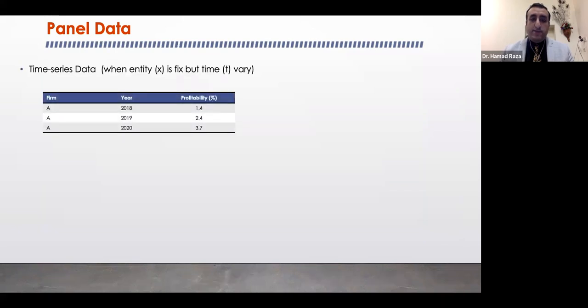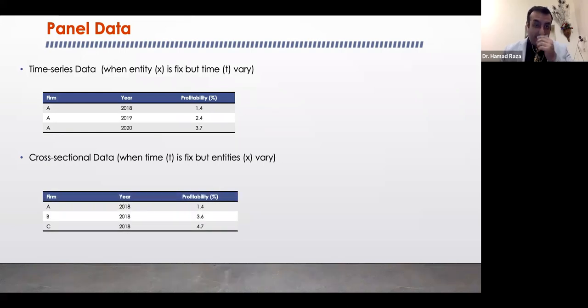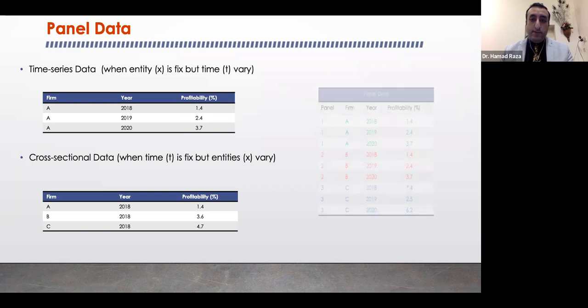There are different types of data set. Number one is time series data set, where entity X is fixed, but the time varies. It means the firm is fixed, but the time varies. This is called time series data. And cross-sectional data, where time is fixed, but the entities may vary. It means you are taking the data of only 1 year, but there are different firms in 1 year. And for the time series data, the firm is one, but the time is varying. It means you are taking data of 3 years or 4 years of that particular firm.